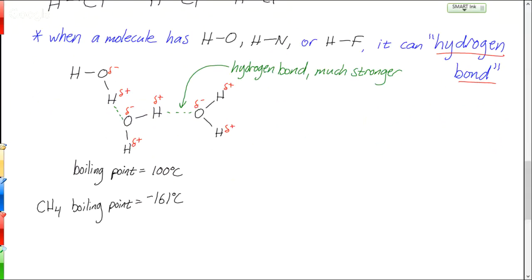The boiling point is the temperature where it switches from liquid to gas. That's what the boiling point is, right? I mean, it's a little more complicated than that, but that's what we call the boiling point. So that means that if you cool methane down to below negative 161, then it would condense. Just like with water, when you cool it down below 100 degrees, it condenses.